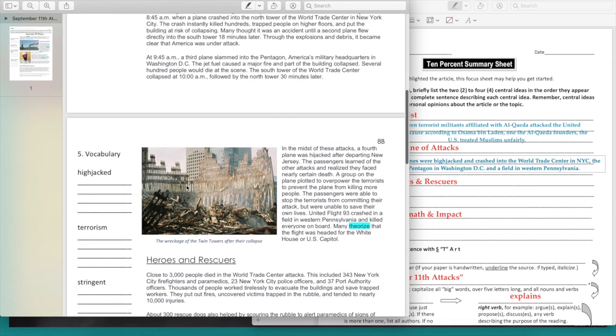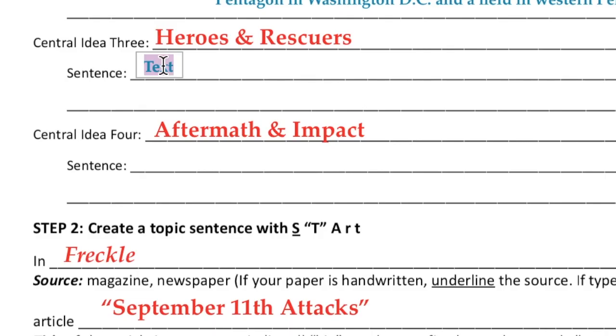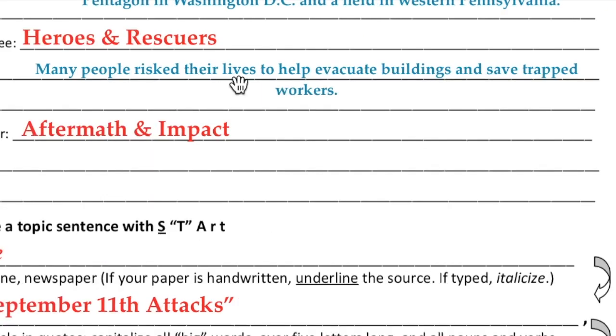Moving on to heroes and rescuers. So again, I'm going to keep it brief. We know that close to 3,000 people died. We had a lot of people that risked their lives for others and helped evacuate and so on. So that's what I'm going to say here. And again, I'm going to keep it brief. All right, so many people risked their lives to help. Many people risked their lives to help evacuate buildings and save trapped workers.